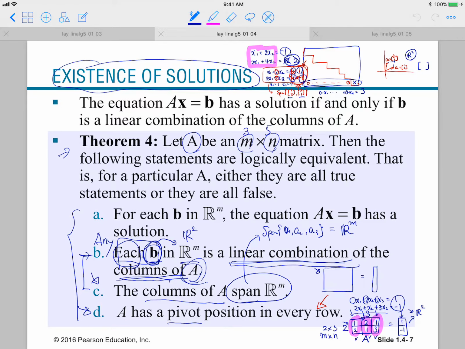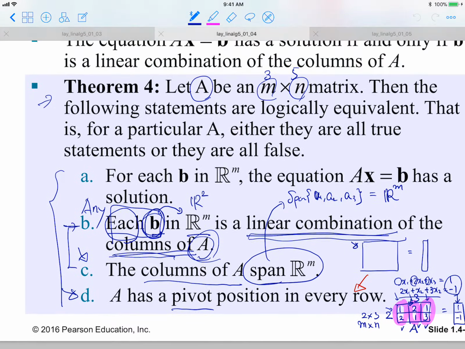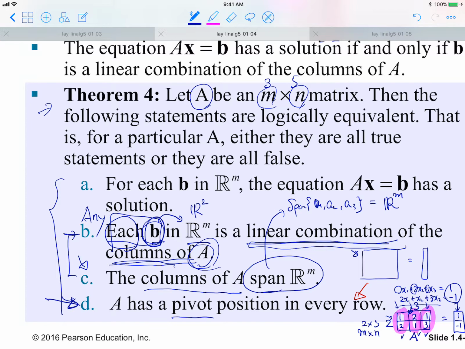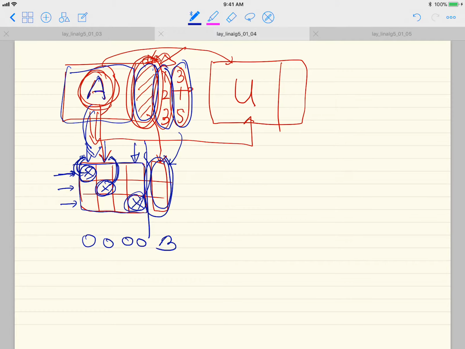It is the first time I explain this theorem, and it is always difficult to explain this. Anyway, that is the point of this item D. A has a pivot position in every row, and what is A? A is this coefficient part. The coefficient part has a pivot in every row, or all the rows.